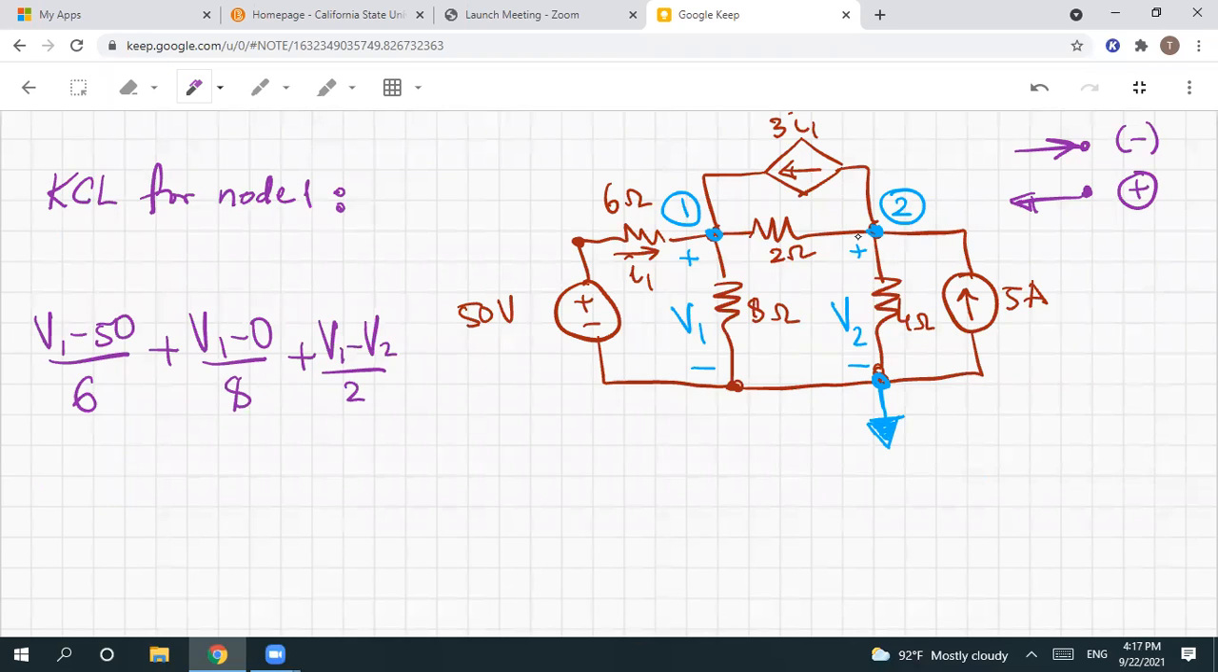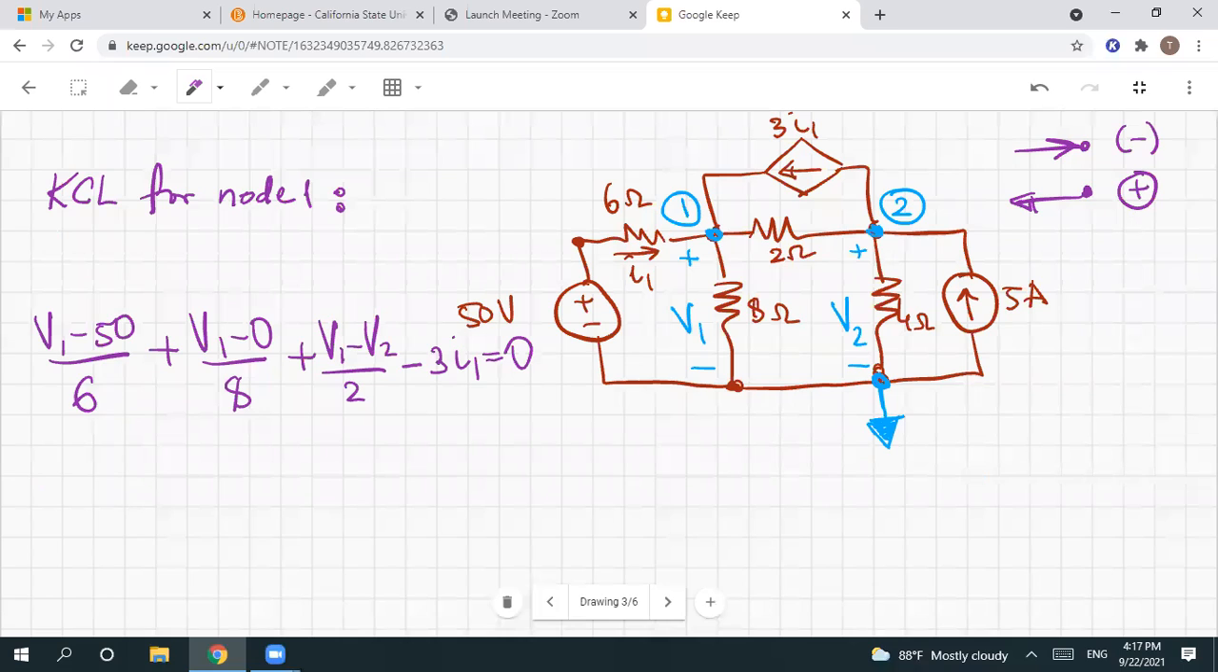Thank you so much. And what will be the current going to node 1 from this dependent current source? In the chat box, it says minus 3I1, and this is correct because this current is entering the node, so it will be negative. So it will be minus 3I1, and this will be equal to 0. So this is my first equation.